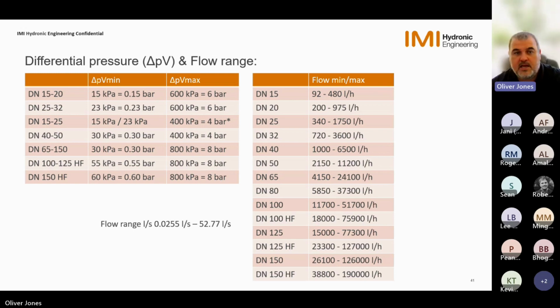Our flow ranges can be seen for our smallest valve to our highest valve. So we're going from 92 litres an hour to 190,000 litres an hour. And just to make a little bit more sense to everybody, that means at the moment we can go between 0.0255 litres per second up to a maximum of 52.77 litres per second. We are aware that below 0.025 litres per second, typically we have to go to our compact P, but we're addressing this. So hopefully within the range, we will have a smaller valve to be able to cope with lower flows than 0.0255 litres per second.